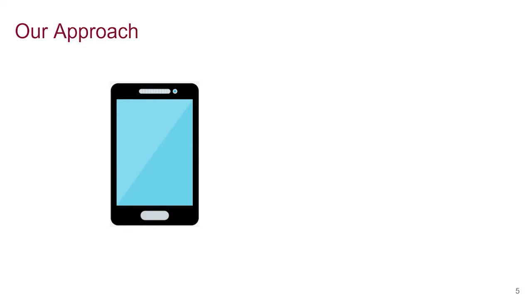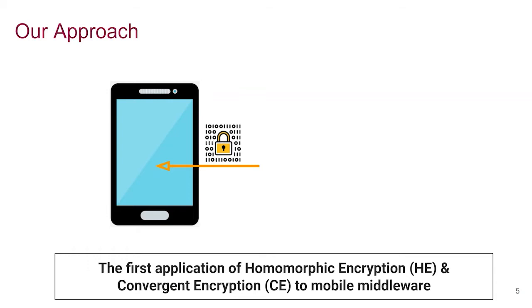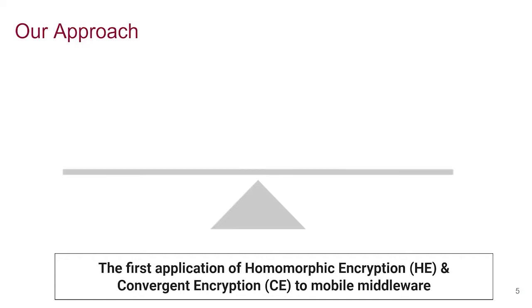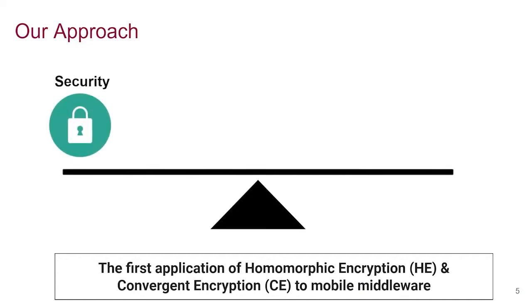Our approach aims to not only defend against the three data leakage attacks I mentioned earlier, but also to enable untrusted but not malicious apps to securely access the received data. To that end, we apply homomorphic encryption and convergent encryption. Actually, our work is the first application of homomorphic encryption and convergent encryption to mobile middleware. Thus, our work balances security and usability in data communication.